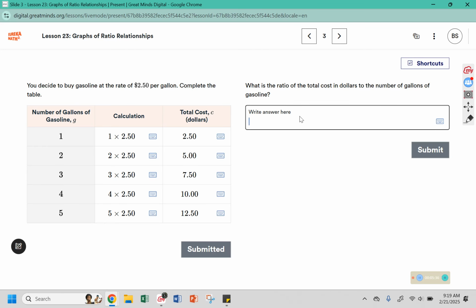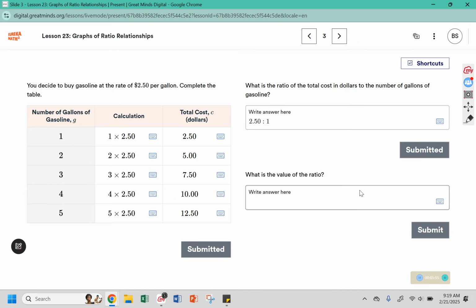What is the ratio of the cost in dollars to the number of gallons of gasoline? The cost was mentioned first and then the gallons. So it's going to be 2.50 for the cost and 1 for the gallons. What is the value of the ratio? Remember, we divide. 2.50 divided by 1 is 2.5.